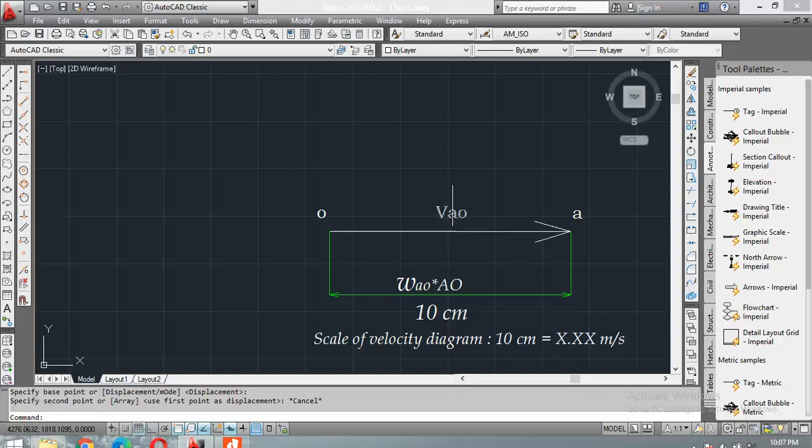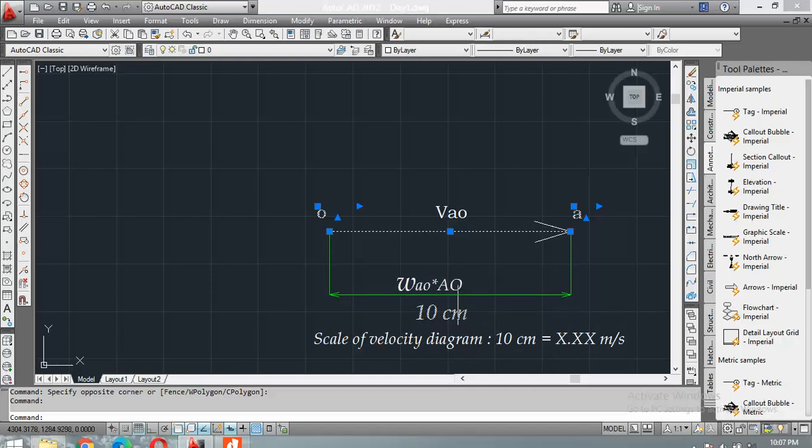The first point is A, so we write that on the head. The next point is the tail, so O, sorry, we write that on the tail. So actually this vector represents the velocity of point A with reference to O. And the length of this vector will be decided from the calculation omega AO into AO.